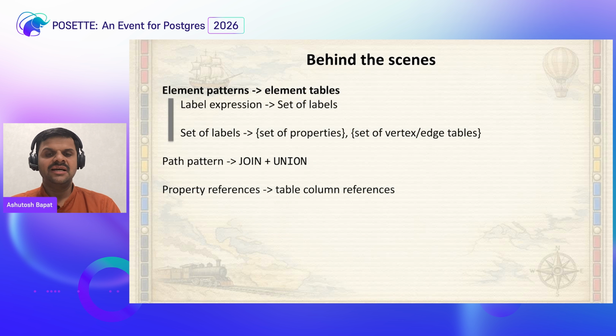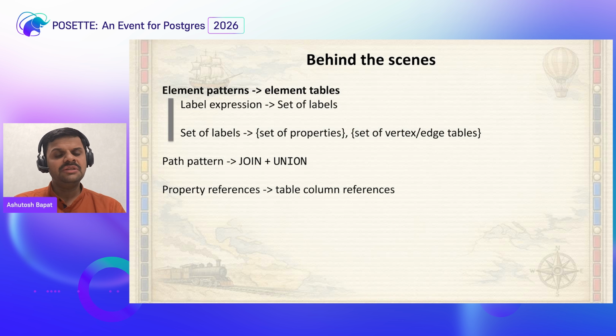Before moving ahead, I will digress a bit and explain what happens to this graph query. It undergoes a transformation which has three stages in it. One, we convert element patterns into element tables. Second, we convert path pattern into union of joins. And third, we replace all the property references with the corresponding column references.